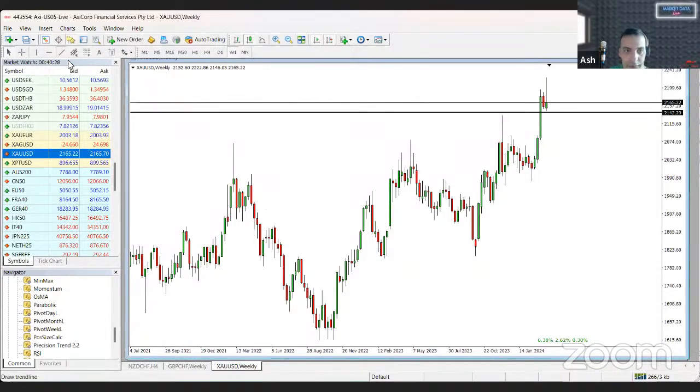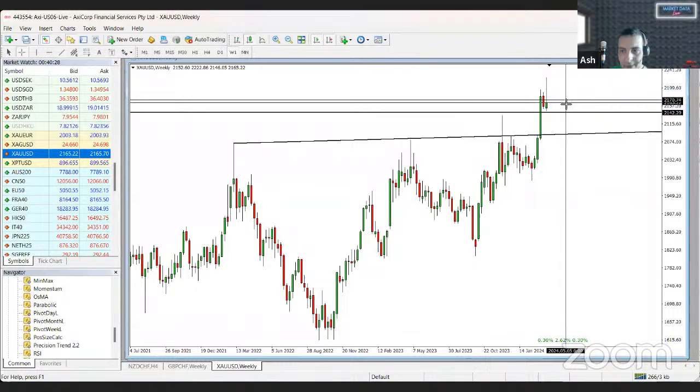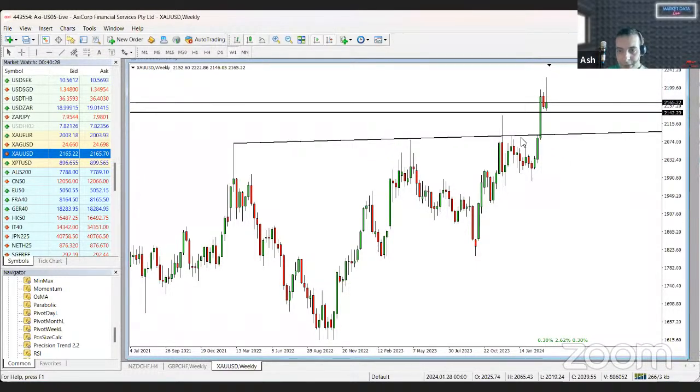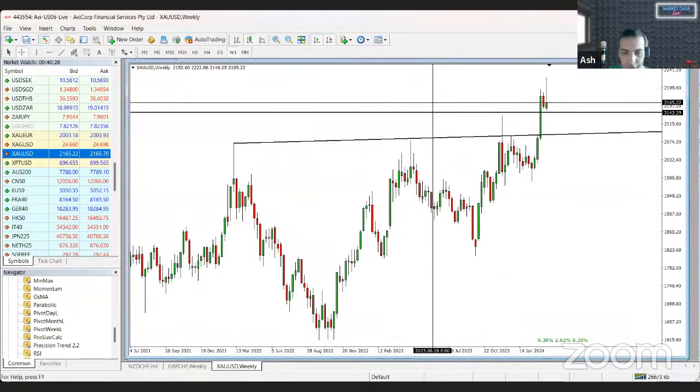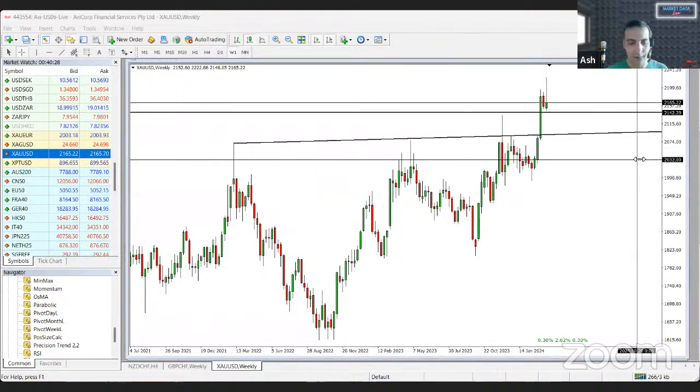Now, if we have a look where that could come, it looks like it's there. So gold looks like it should drop a little bit. That's the first thing that I would suggest from the charts. The gold would suggest it's going to drop to. Let me just fix one thing.